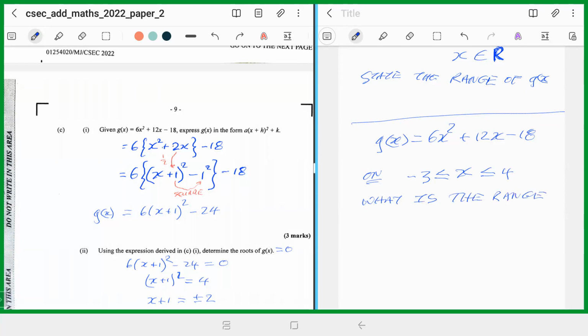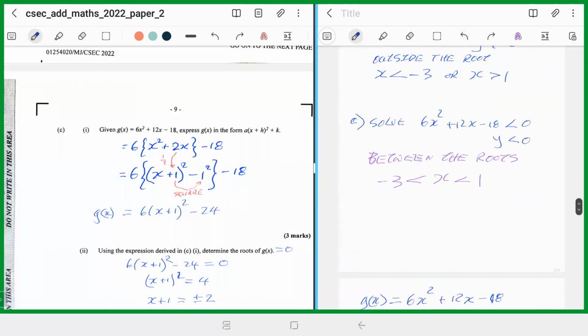Range again is the spread of your y values on the function. This is my domain now. So since that is my domain, let me sketch a graph. Know that this is my domain. It starts at negative 3 and goes up to 4. Stop right there, so negative 3 to 4.